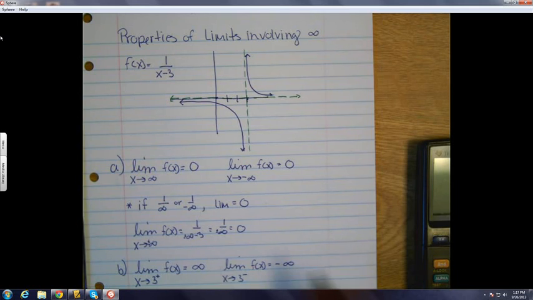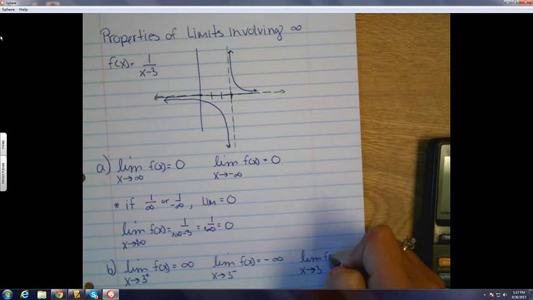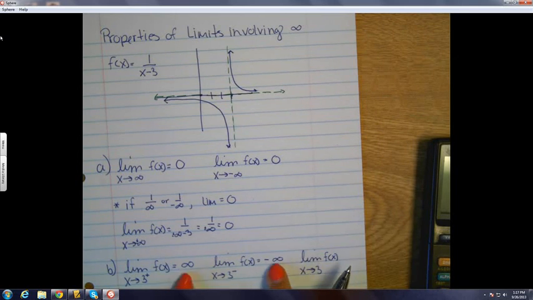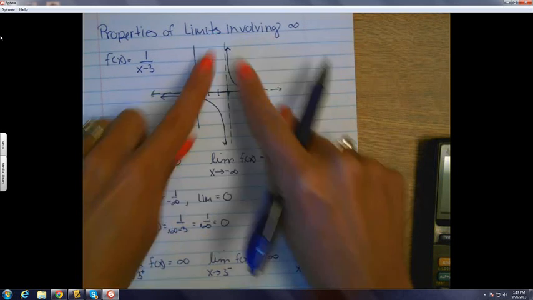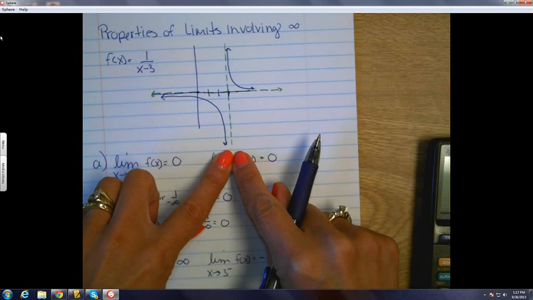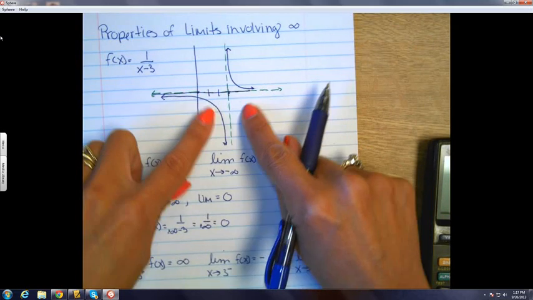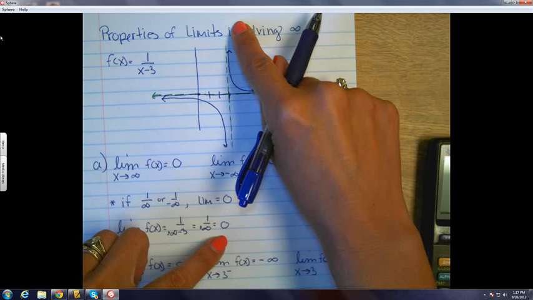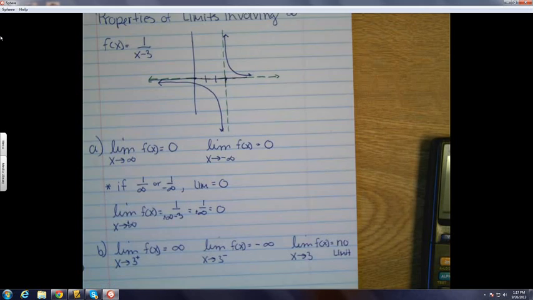So overall, what's the limit as x approaches 3? Well, because they're both going in opposite directions, this has no limit. If they were both going up, I would say positive infinity is the limit. If they were both going down, I would say negative infinity, but because they go opposite ways, there's no limit at 3. But if they do both go in the same direction, then you use that infinity as your answer.